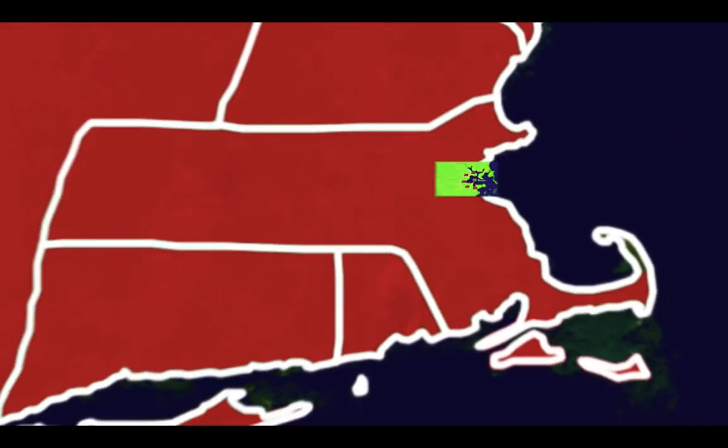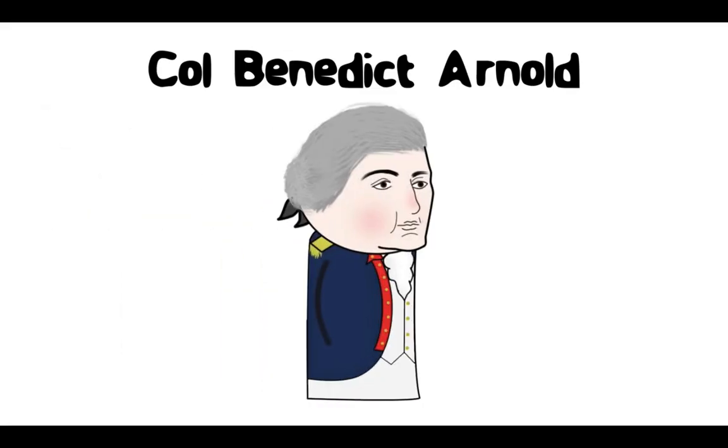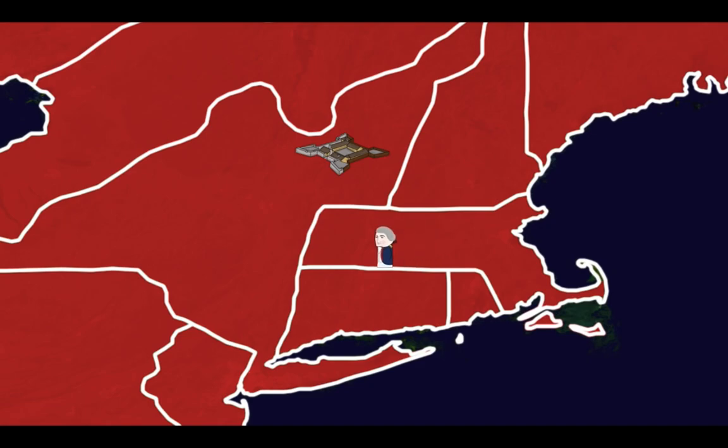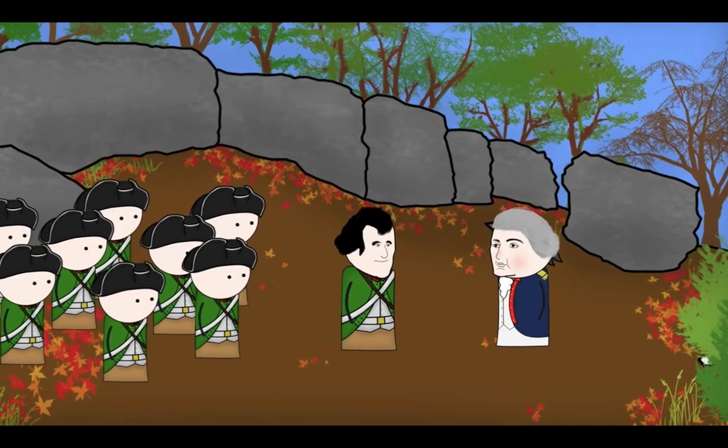And the British would suffer another embarrassing blow, this time in upstate New York. Colonel Benedict Arnold concocted a plan to take the British stronghold Fort Ticonderoga, which held a large amount of guns and ammunition. He set off towards the fort alone, hoping to recruit men along the way, when he came across the Green Mountain Boys, led by Ethan Allen, who, as it turned out, had the exact same plan he did. So they decided to work together.